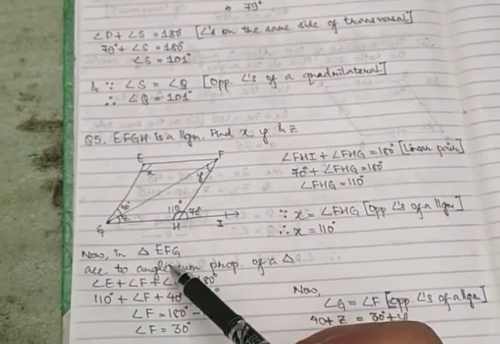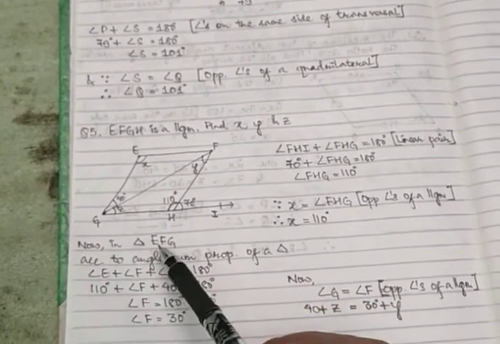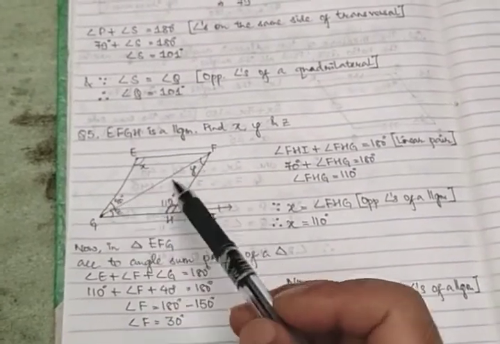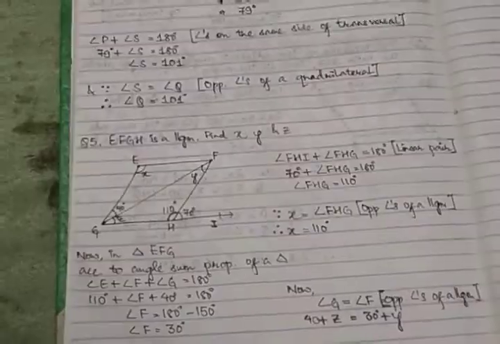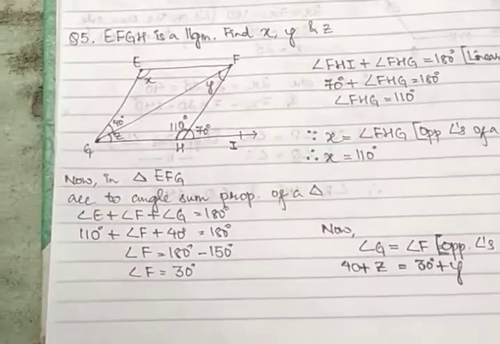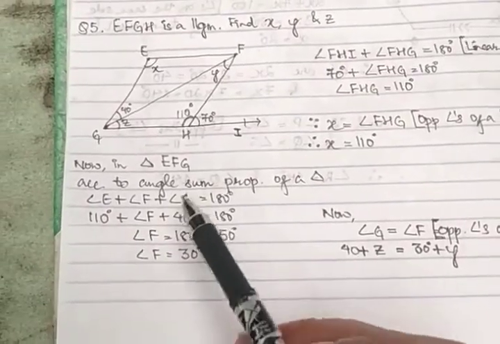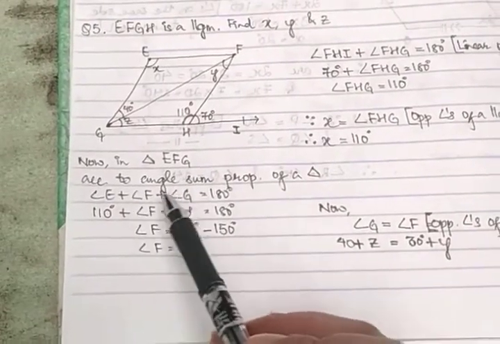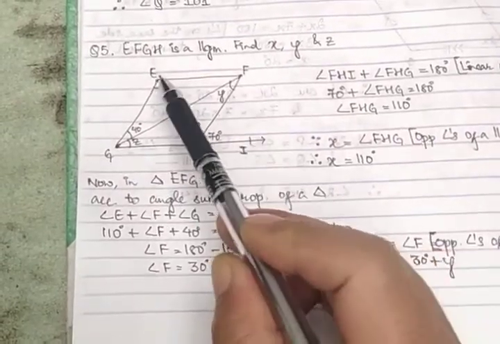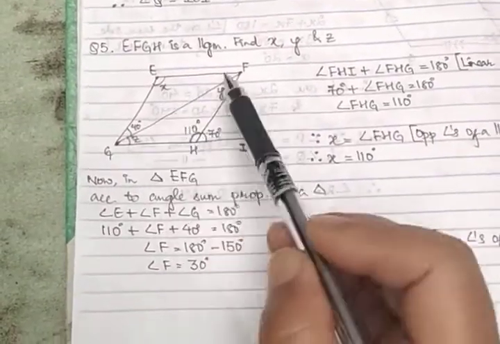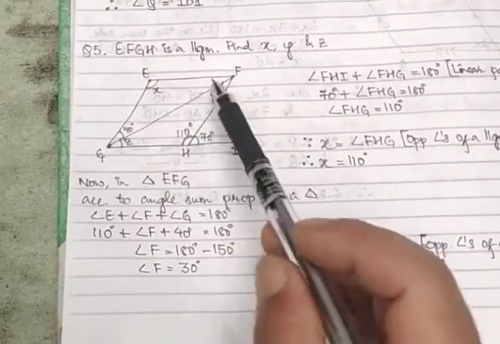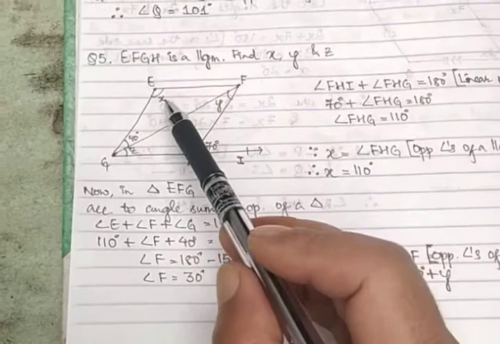Now what I have done here is, I have taken triangle EFG. What you know in a triangle EFG is that, according to the angle sum property of a triangle, when you add all three angles of a triangle, we get 180 degrees, isn't it? So that is what I have done here.